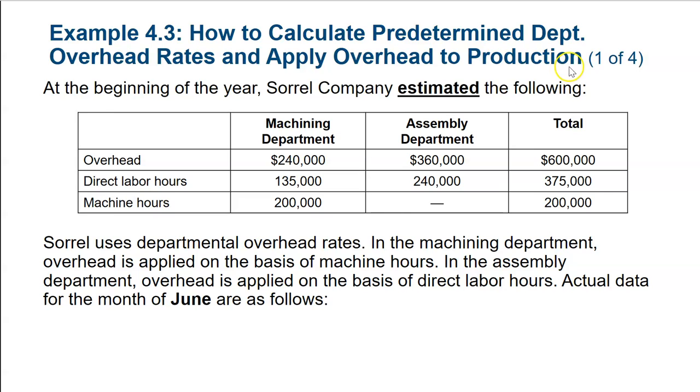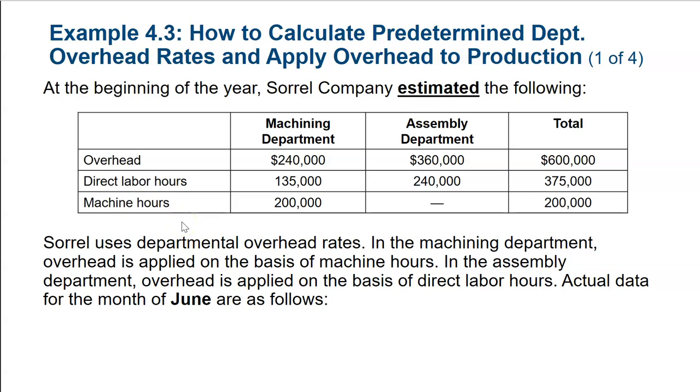So it looks like we have a different company here. It says, at the beginning of the year, Sorrell Company estimated the following. Now we have two different departments, the machining department and the assembly department. If these two departments had the same driver, we would just say, okay, we're going to estimate our total overhead as 600,000, and then pick either direct labor hours or machine hours or direct labor cost, and that's all we're going to do.